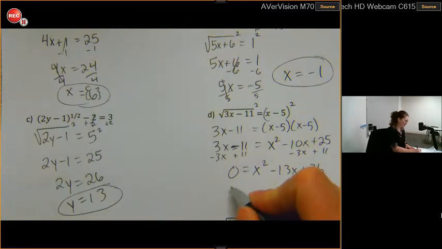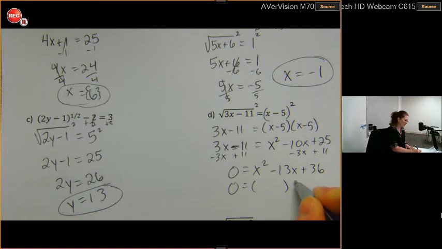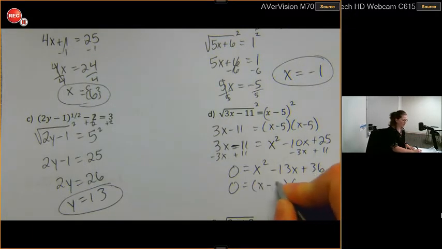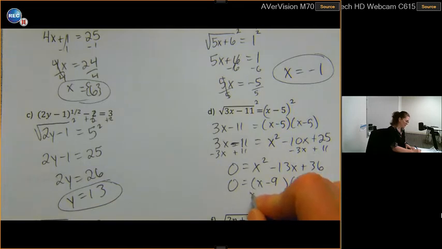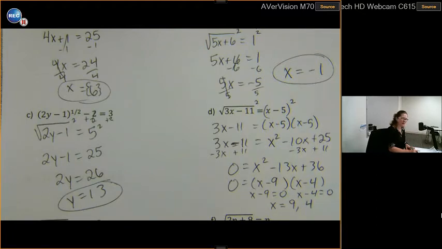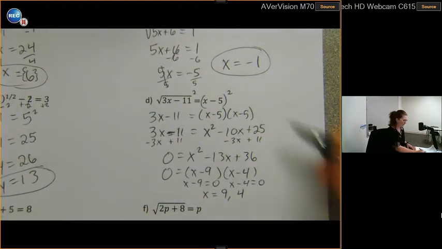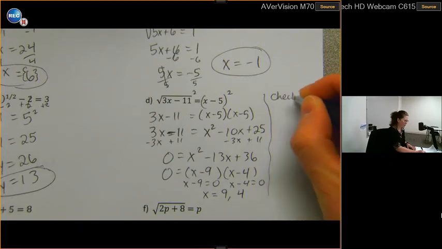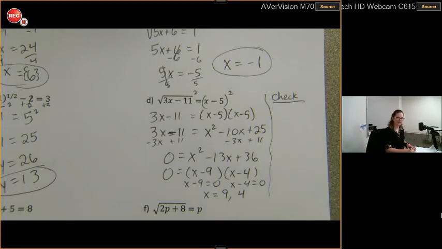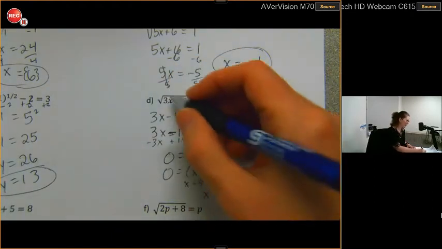And then we factor. I need two numbers that multiply to 36 and add to negative 13, which is going to be negative 9 and negative 4. Making two equations, I have x minus 9 equals 0, x minus 4 equals 0, so I get x equals 9 and 4. And then make sure you check. I'm going to write out the check this time since I have two x's to sub for. It's a little bit more complicated.